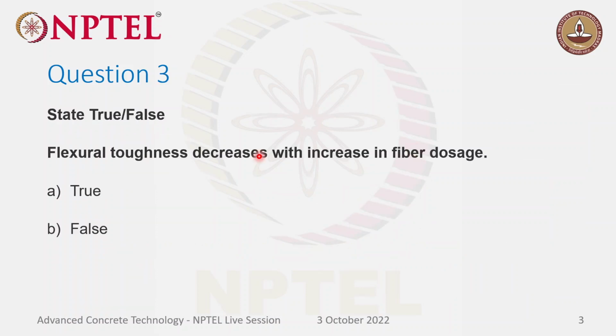Now let's move to question 3. Question 3 is: flexural toughness decreases with increase in fiber dosage. I'll repeat the question. Flexural toughness decreases with increase in fiber dosage. You have to find whether it's true or false. It's a simple question. Let me start the timer now.